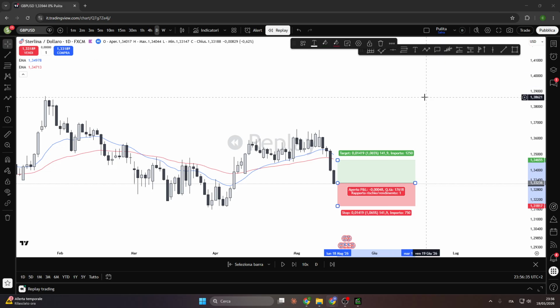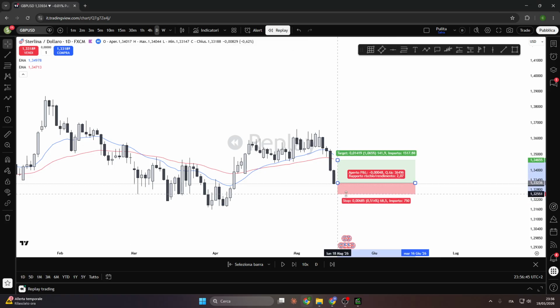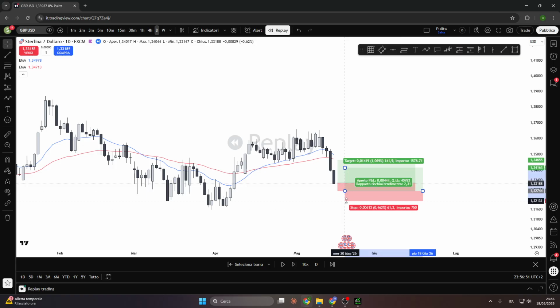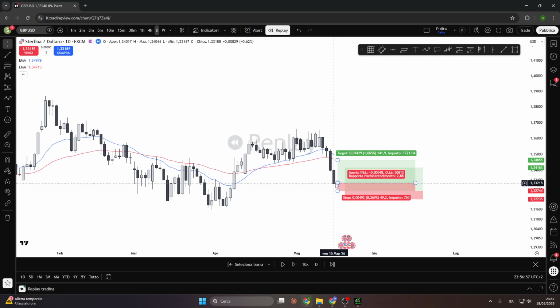So I don't use stop losses. I was saying I use DCA. How do I do that? After a certain amount of pips of drawdown, let's say it's 50 pips, I will enter another buy trade. I will set up a buy limit in this case. So if price keeps going down, it will trigger my limit.